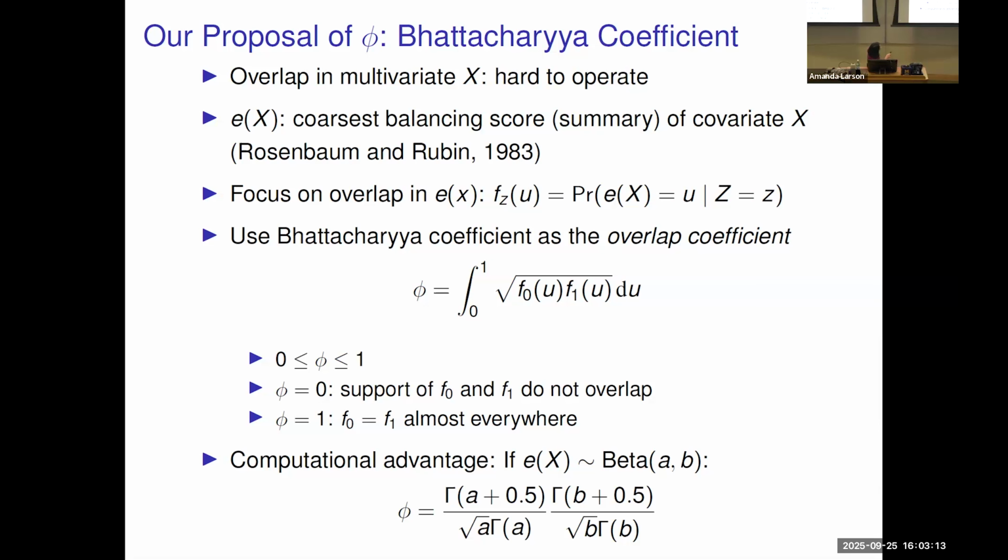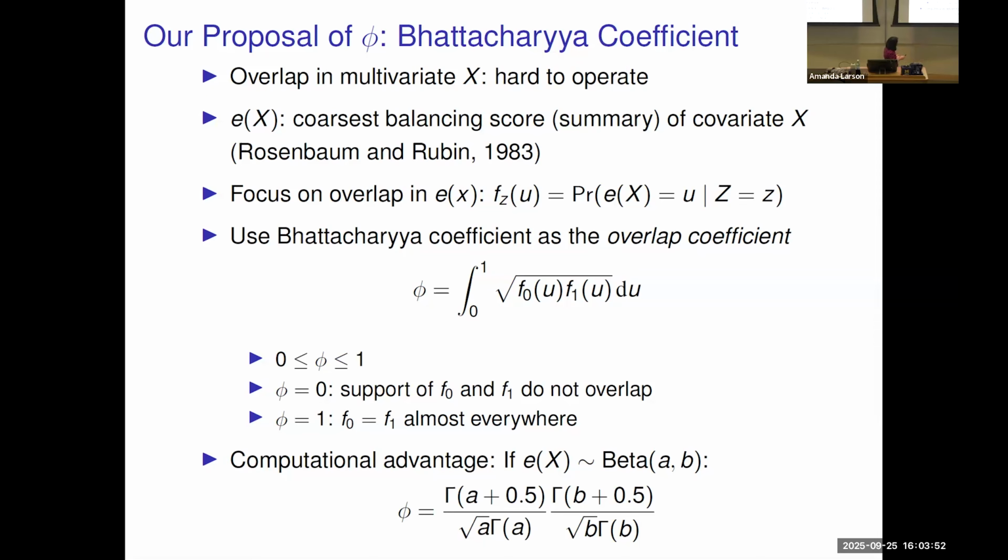Okay, the overlap in multi-level, multi-covariate X is hard to operate on. But we know the propensity score is a one-dimensional summary of the multi-dimensional X. So we essentially look at the overlap of the propensity score. That would be good enough, right? Then we can focus on the overlap in the propensity score distribution. And that's a common practice in causal inference. Again, he came up with this coefficient. Later, someone told me, oh, what you use there is called the Bhattacharyya coefficient. Bhattacharyya had done that in the 1930s. So everything is reinvented, right?